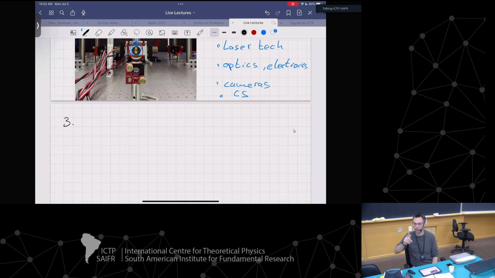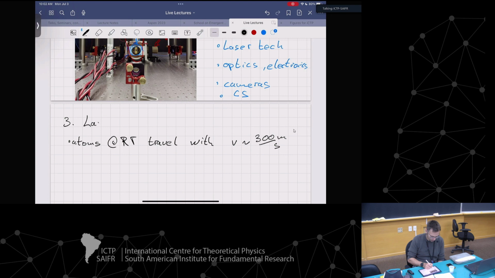That's very good. If you had asked me the question, I would have probably said 10 meters or so, but they're actually pretty fast. So it is actually a few hundred meters per second. Excellent. Atoms at room temperature travel with, of course, it depends on the mass of the atoms, but it's a few hundred meters per second. So that's way too fast. We basically want them stationary, so we have to slow them down, and that's laser cooling.